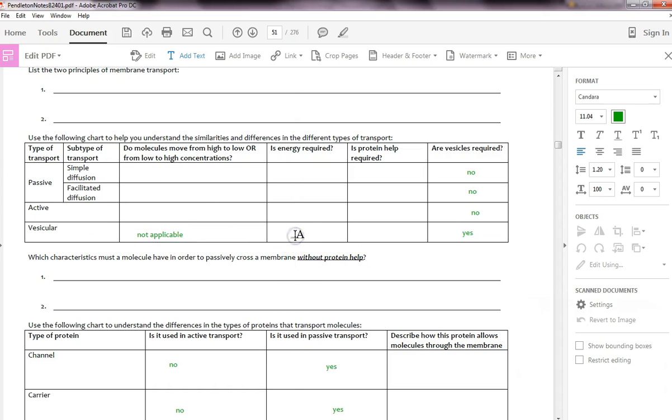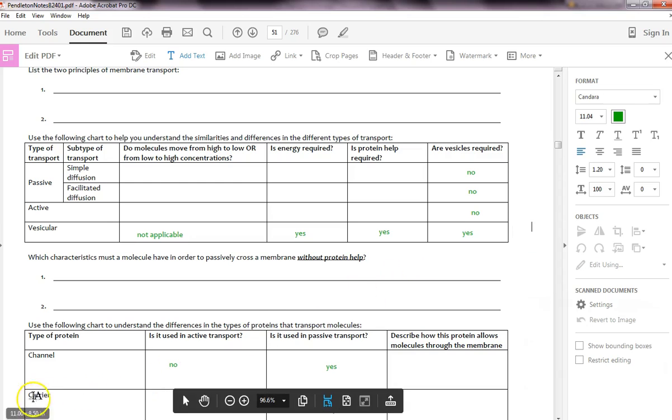Is energy required? Yes, to get those big movements of the membrane, you have to have energy and you have to have proteins. Okay. So that is the section on both cells and cell transport. I would suggest you go through the notes packet, you go through the homeworks, and contact your instructor with any questions at all.